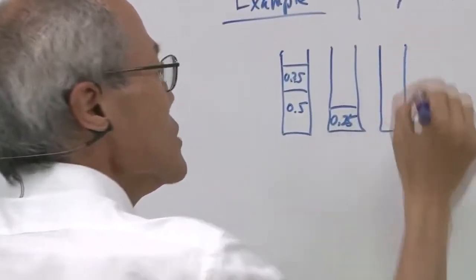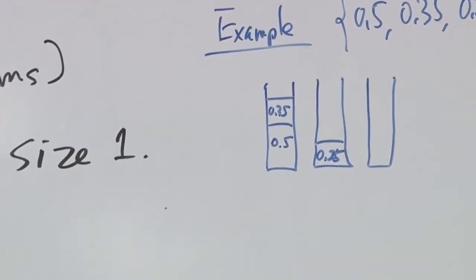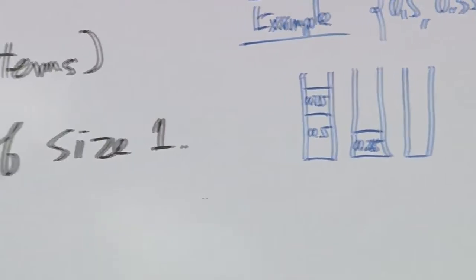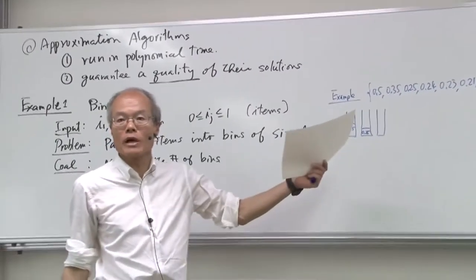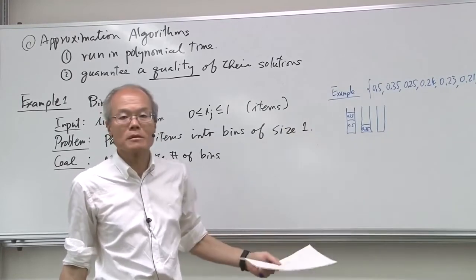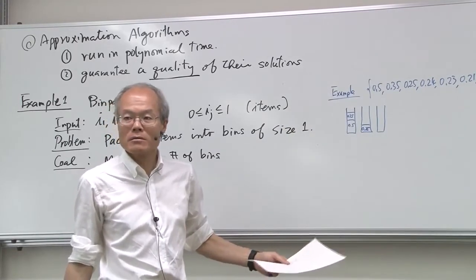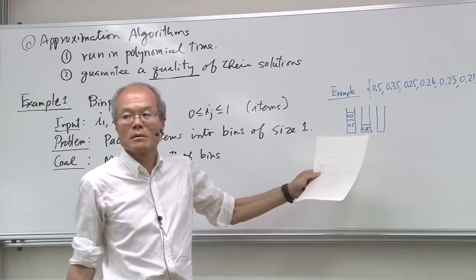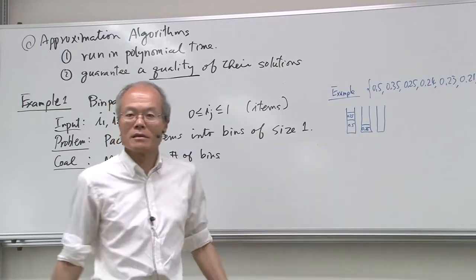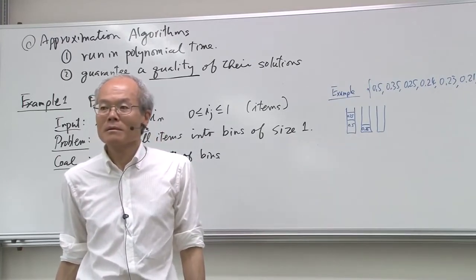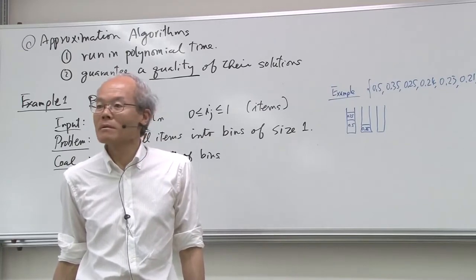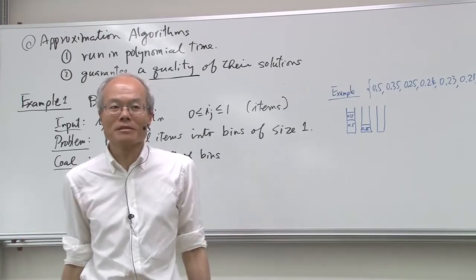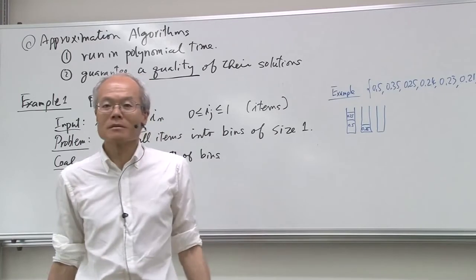And we need one more, right? Because just look at those remaining 5 items. The total sum of the remaining 5 items is obviously more than 1. That means we need another 2 bins. Okay? So this is one solution. Do you have any different solution? Our goal is to minimize the number of bins. For this solution, we need 3 bins.